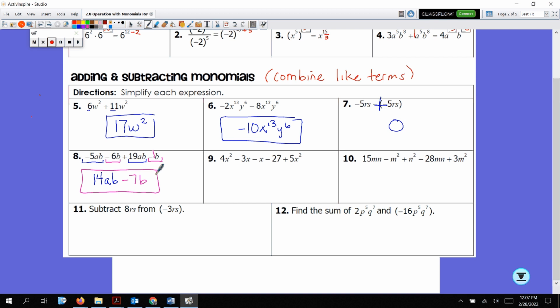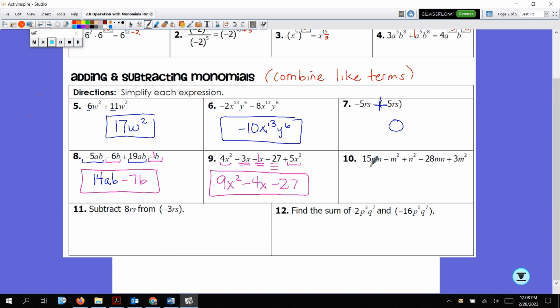That is how you do that, okay? Like terms, my darlings. Number 9, same thing. I start with this x squared and I'm looking for another x squared. Hey, there's one. 4 plus 5 gives me 9x squared. Then I have an x term and another x term. There's a 1 here. Negative 3 minus 1 is negative 4x. Then I have this negative 27. Like so. Fabulous. All right, last one here, number 10.